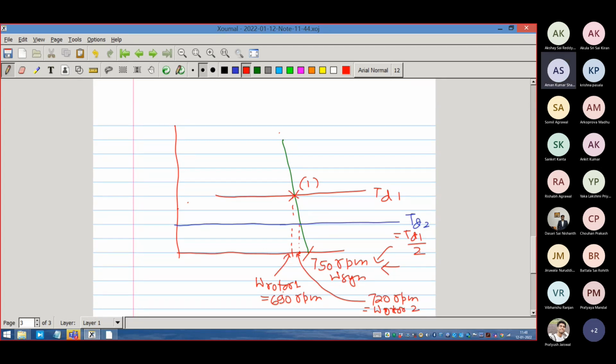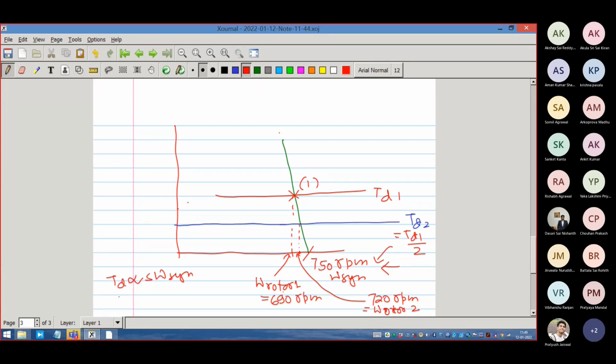Yes, synchronous speed we have to change. Slip we don't change; slip happens automatically. Since slip speed is proportional to the torque, what should then be the slip speed to produce half the torque?